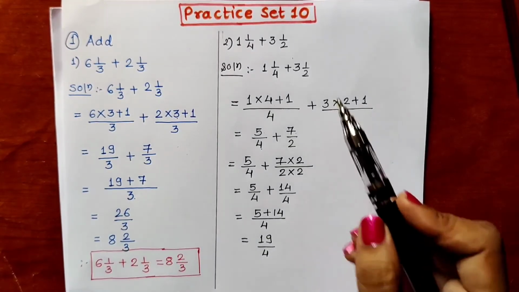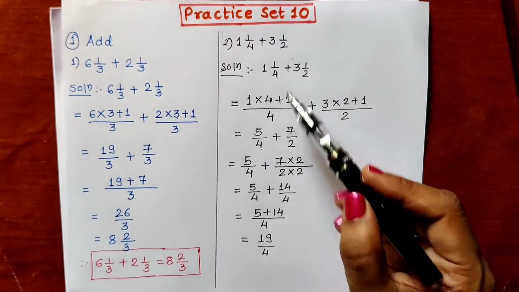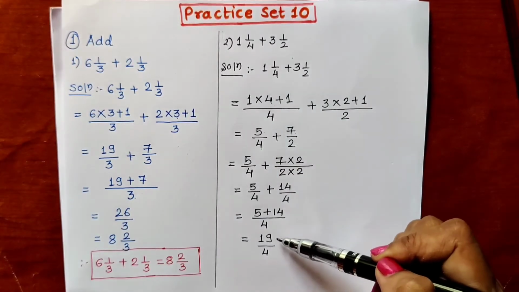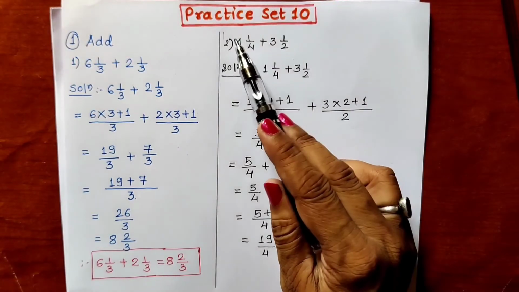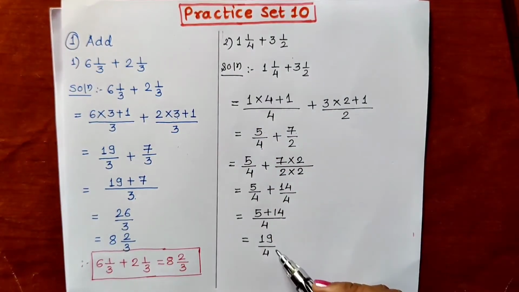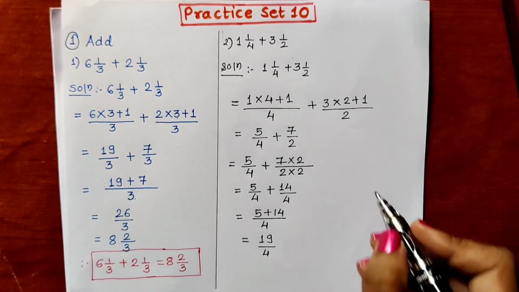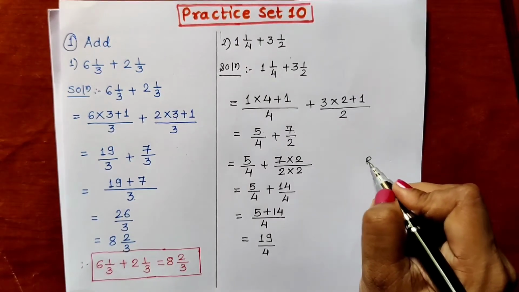Now we have converted the mixed fractions into improper fractions and added, and we got the answer 19 upon 4. But as our question is in mixed numbers, our answer should also be a mixed number. That means we will have to divide 19 by 4 and convert it into a mixed fraction. So let us divide here. I will do rough work here only.